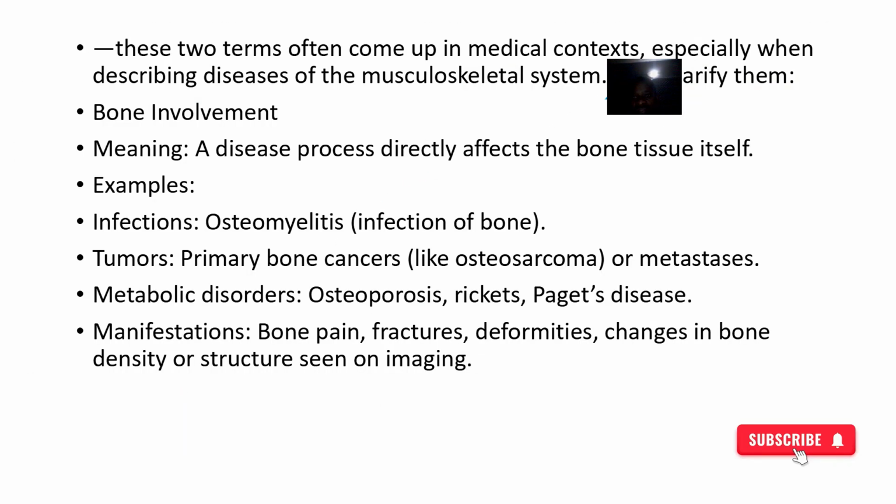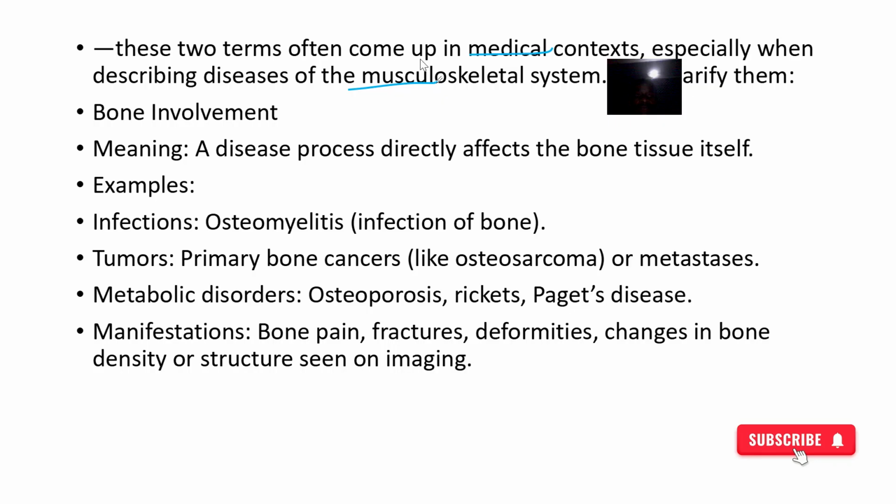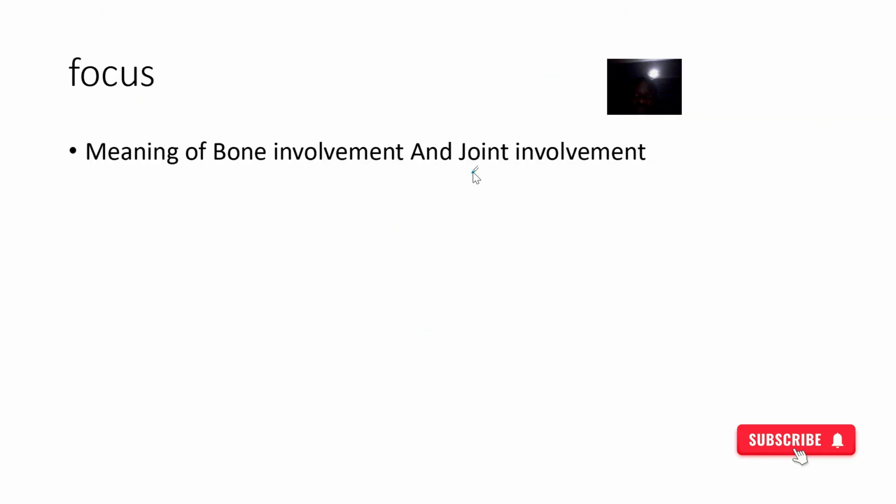So they are often used in medical contexts, especially when you're talking about the musculoskeletal system. That's the bones, the muscles, the joints, the ligaments, the tendons. So bone involvement just simply means what? A disease process that directly affects the bone tissue itself.